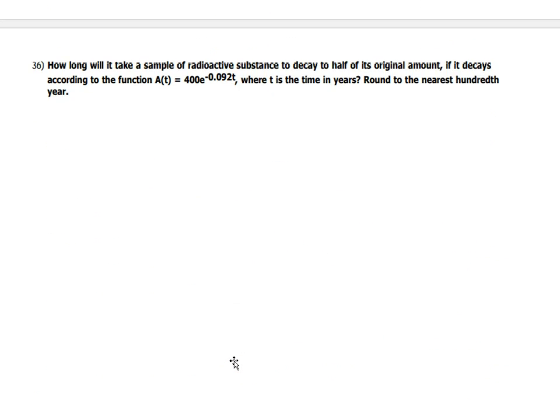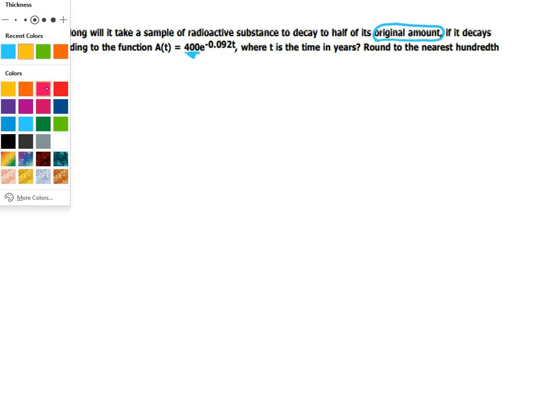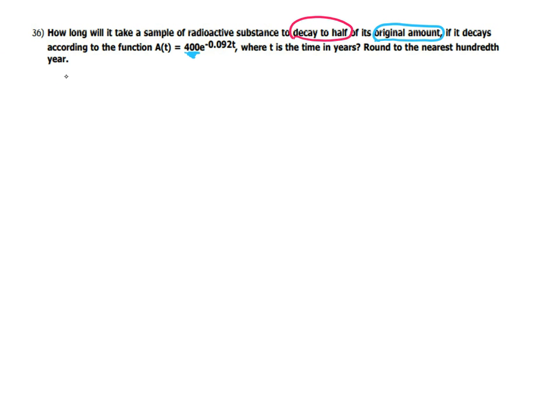Okay, 36 is a word problem. How long will it take a sample of radioactive substance to decay to half of its original amount? Its original amount is this right here. And we're wanting to know how long will it take to decay to half of that. So if it's decaying, it's decreasing. So its future amount is half of 400, which is 200. And they want to know how long this is going to take, so we're solving for t, which is time.